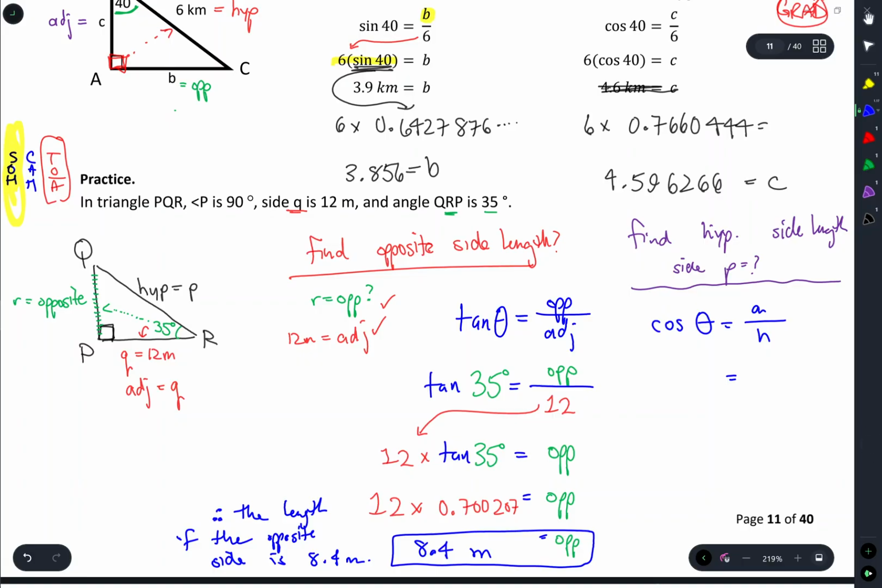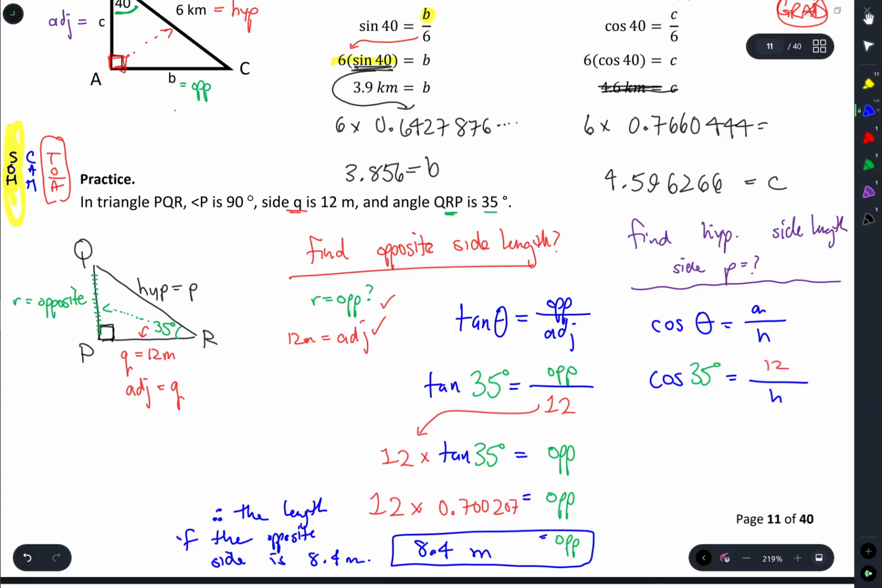So cosine of theta is the adjacent over hypotenuse. Let's plug in some stuff, see what we get. We're looking for the hypotenuse again, so that's going to stay as h. The adjacent is a piece we know. We know it's 12 meters. Cos is just the button on the calculator at this point, so let's just keep the cos. And then the angle's 35 degrees.